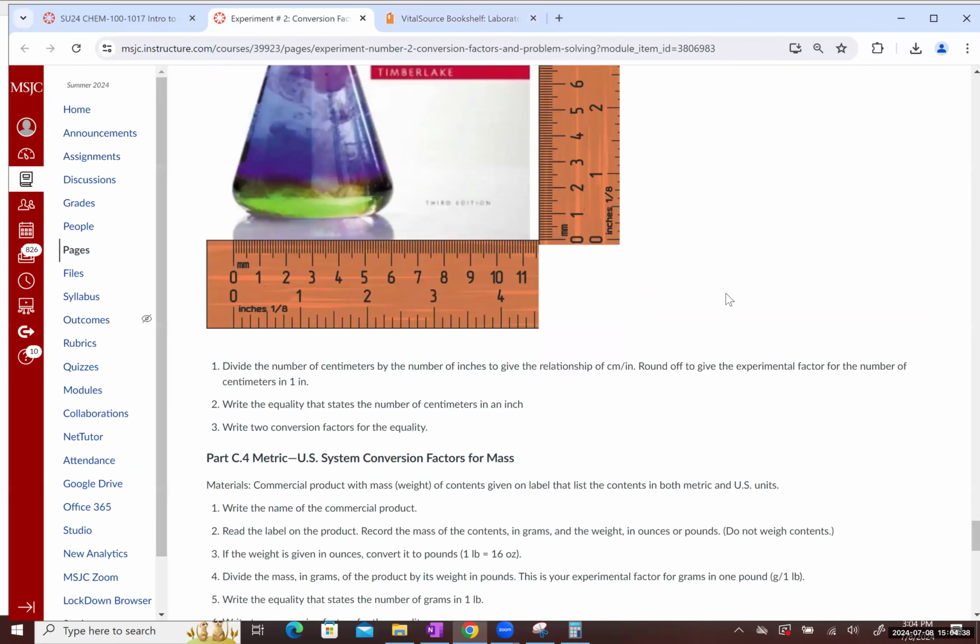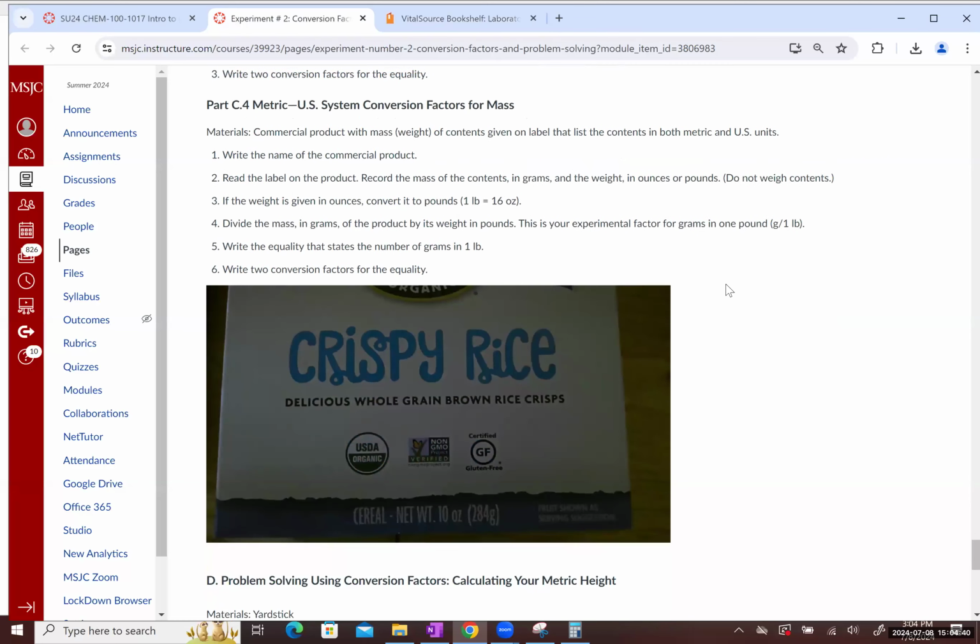Okay. So let's go to part C4, and in this case, we have a photo of a common cereal container. So let's write down our measured values.